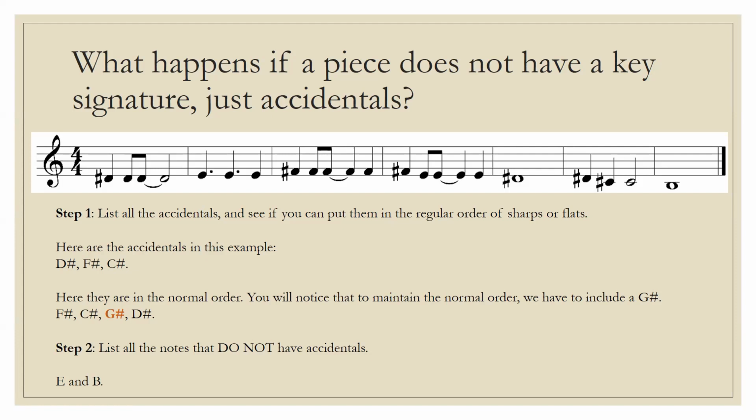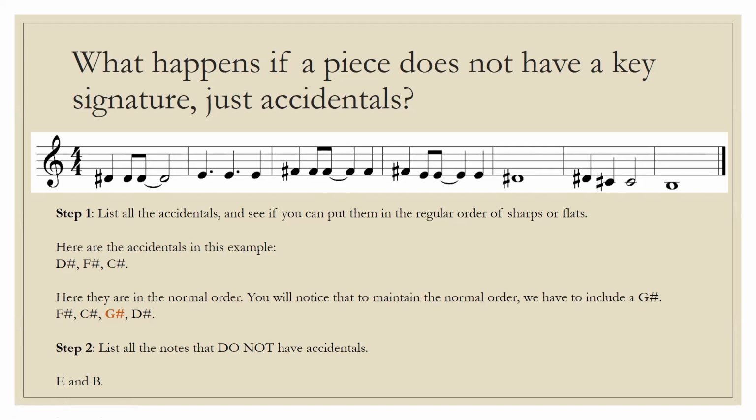So let's list all of the sharps that we see in this piece of music. The first sharp that we see is D sharp. The second sharp that we see is F sharp. There's another F sharp, another D sharp, and a C sharp. So we make a list: D sharp, F sharp, C sharp. Now we try and fit those into the order of the sharps.